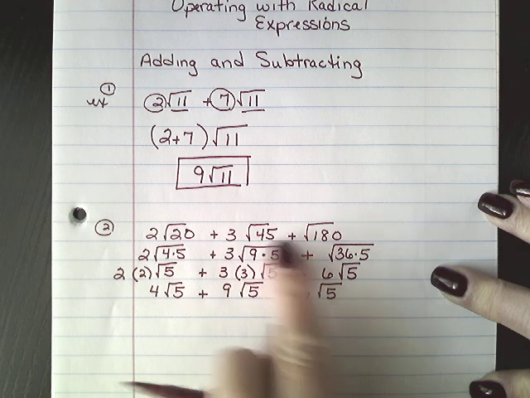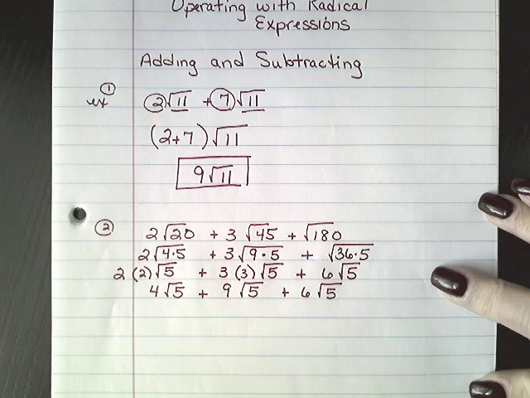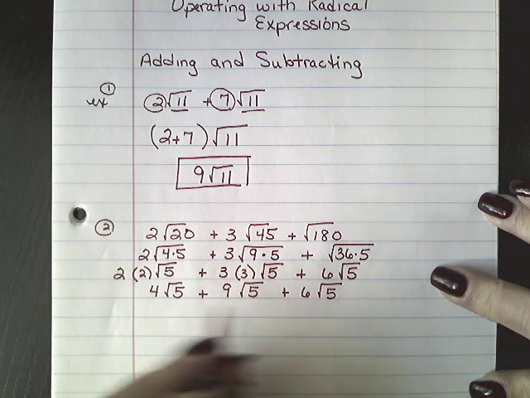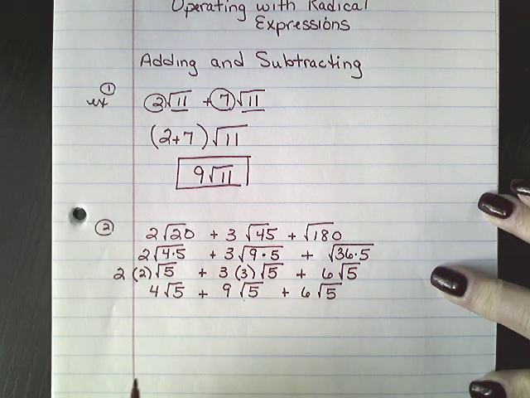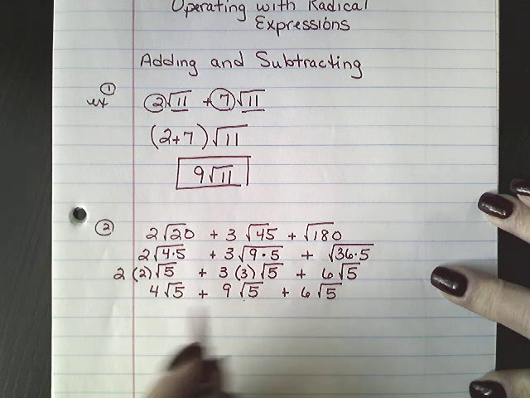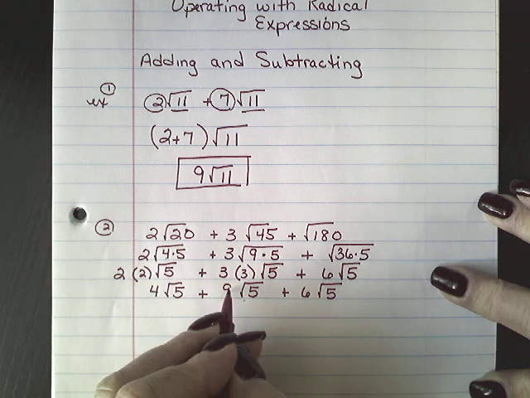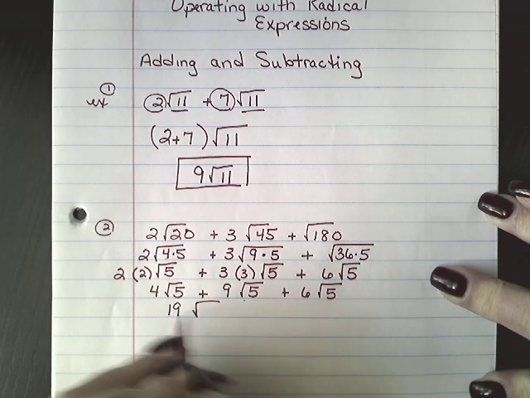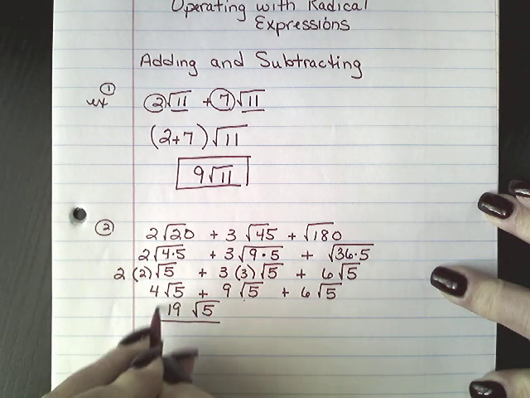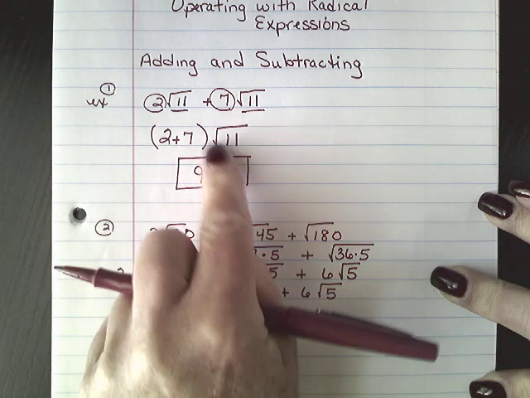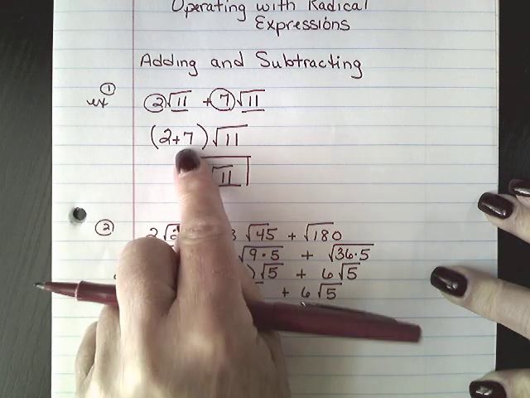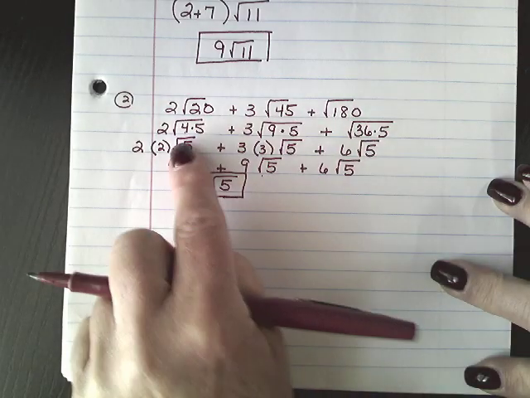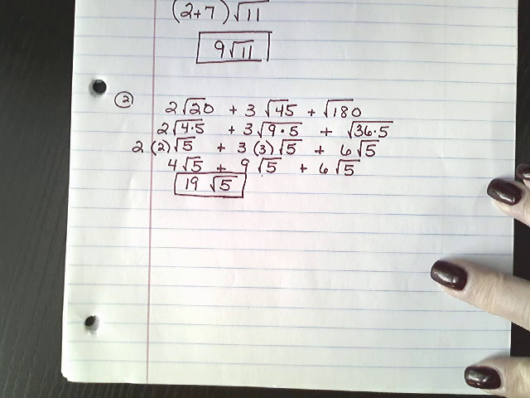So by simplifying each one of those, finding a perfect square as part of that value, we were able to break it down, and now they all have square root of 5. 4 plus 9 plus 6 is going to equal 19 square root of 5. So you may have simple ones where they already have the same square root, or you may have to break it down in order to simplify the expression.